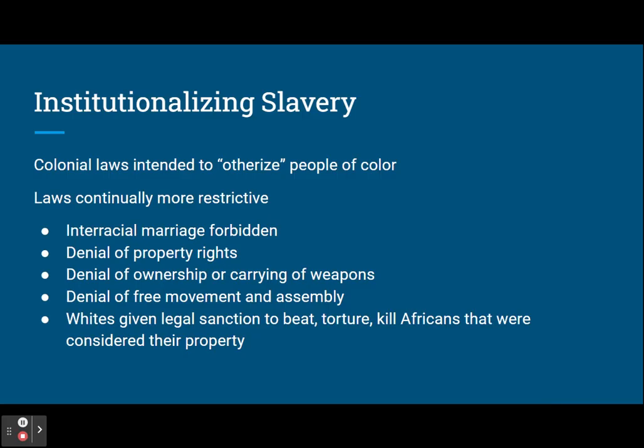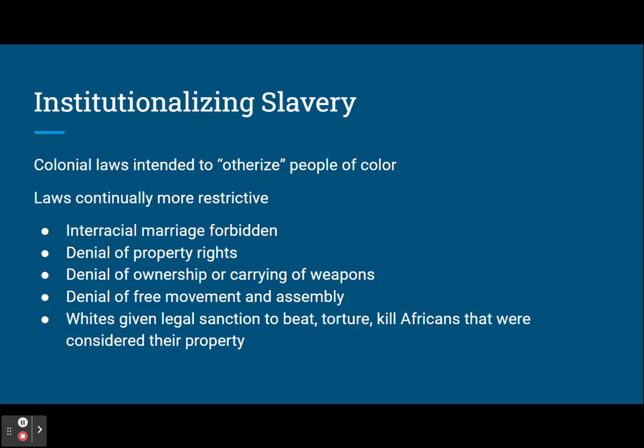So slavery becomes increasingly institutionalized across the 18th century. Colonial laws like slave codes were intended to otherize people of color, make them other from non-slaves. So laws became increasingly more restrictive. Interracial marriage was forbidden, as I mentioned. Increasingly, free Blacks were denied property rights. They were denied ownership or carrying of weapons. They often had their movement restricted. They were denied the freedom to assemble.